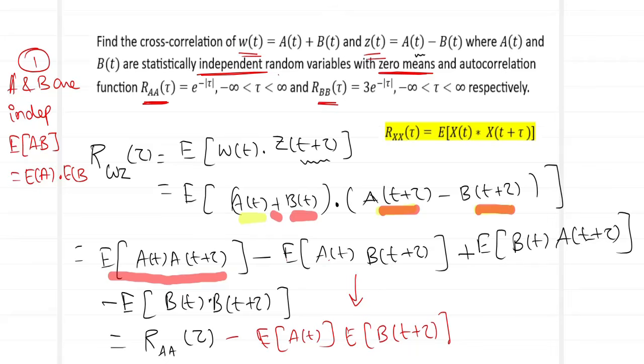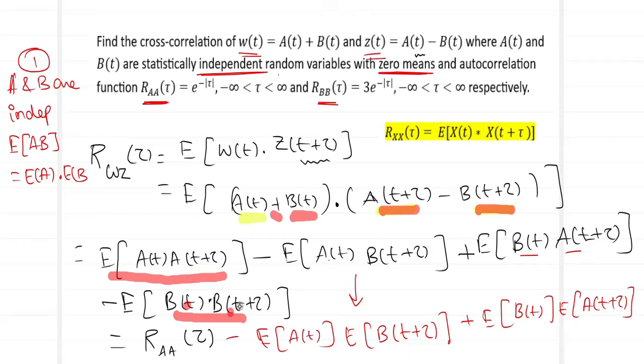Now coming to the third term, we again notice that we have the expected value of B of t and A of t plus tau. Again we notice that A and B are independent, meaning B and A are also independent. Therefore this can be split as the expected value of B of t into the expected value of A of t plus tau.